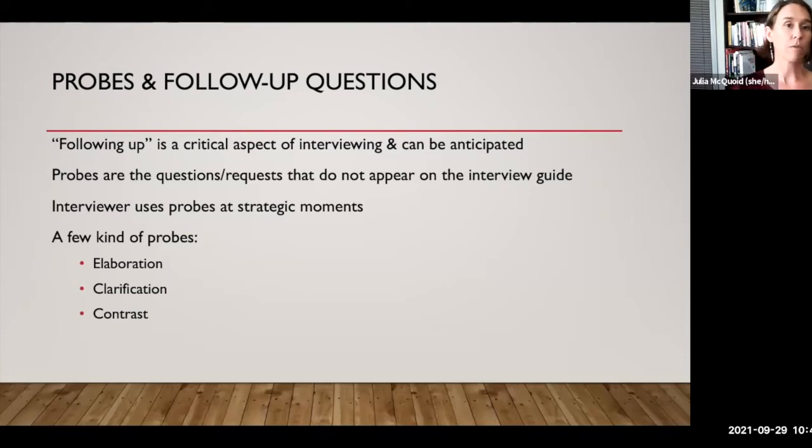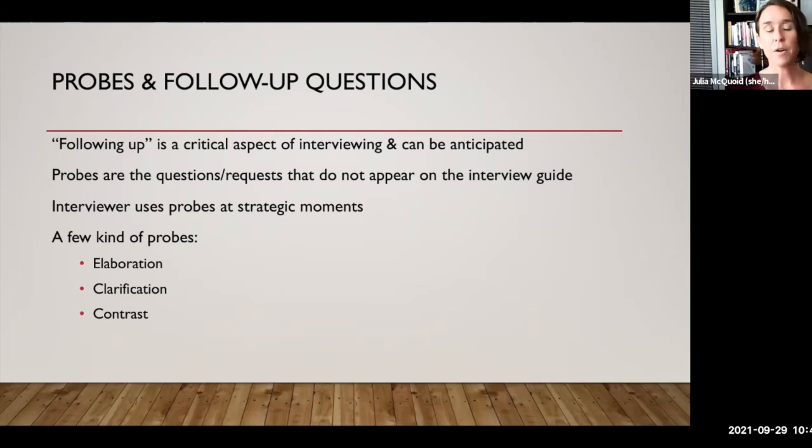Probes are the questions or requests that do not appear directly on the interview guide, so it's not going to be printed on the Word document that's in front of you. I will say this is where the interviewer needs to have a really good understanding of what the goal of the study is. What do you want to learn from the interview? What's the background literature, at least a little bit of it, so that you can know where and when it could be interesting or productive to probe and follow up, because not everything that a study participant says is necessarily going to be a rich avenue to pursue for a research question.